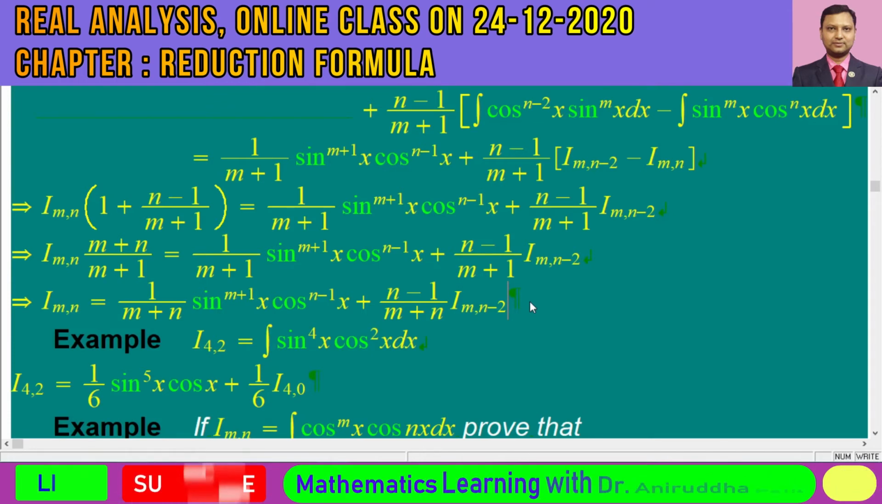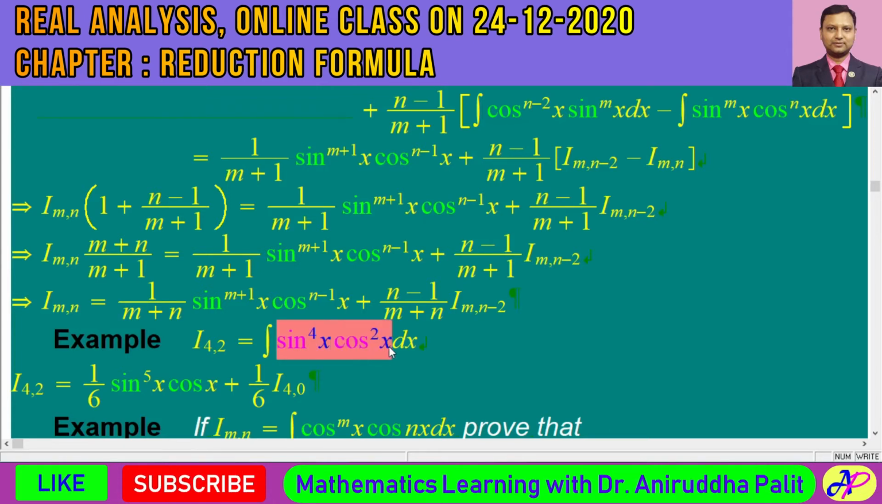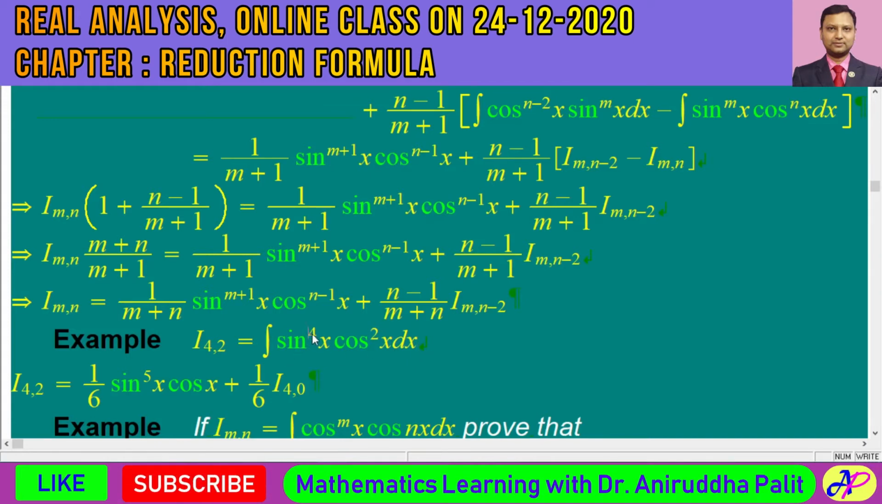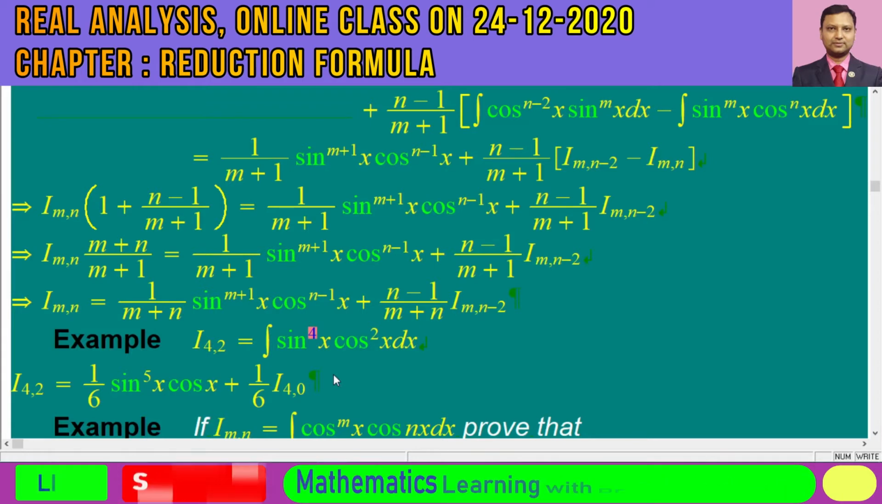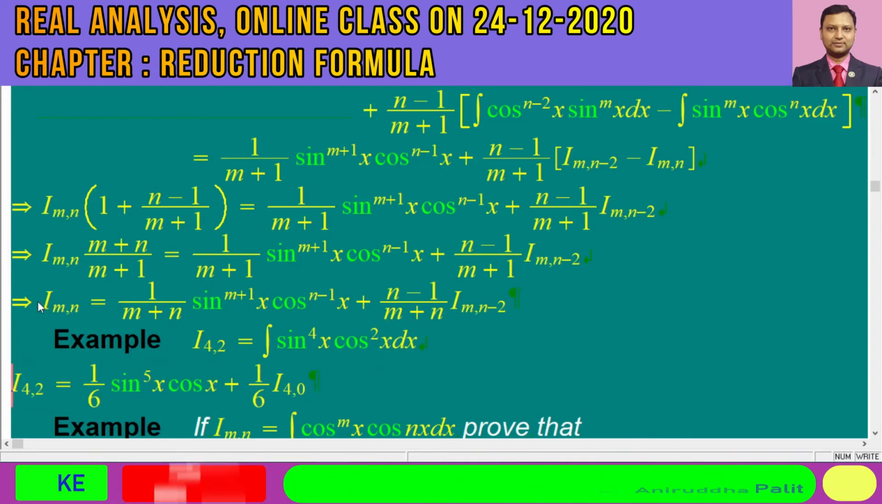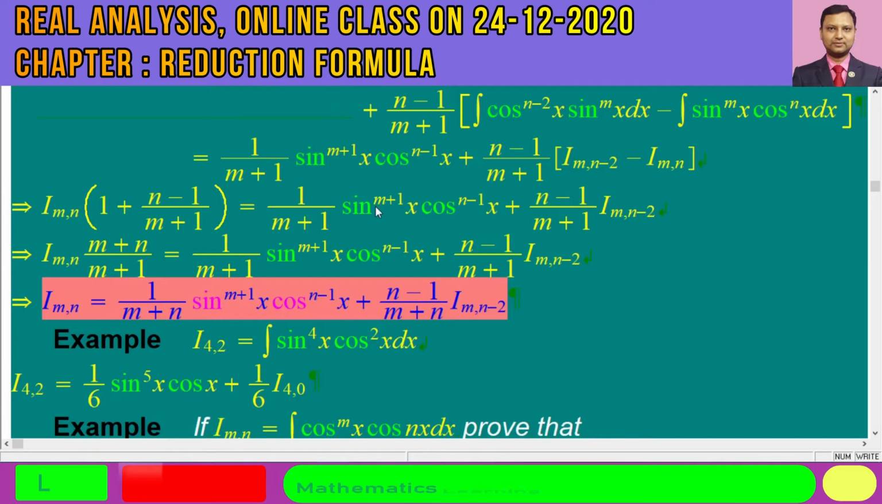Let's try to apply this formula. Over here we have this formula, and if we want to evaluate this kind of complicated expression, sine to the power of 4 into cos square x dx, then what we need to do over here, you see, the power of sine was equal to m. So over here m is equal to 4 and n is equal to 2. And after deduction of this kind of formula, you can also go through this approach.